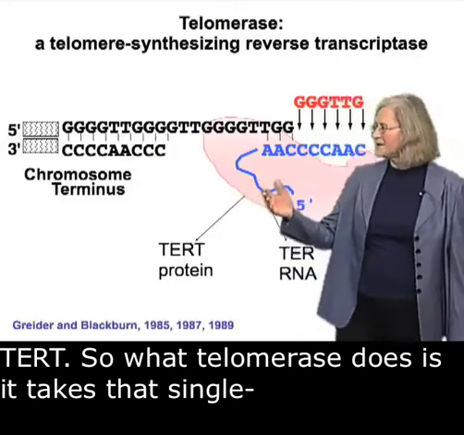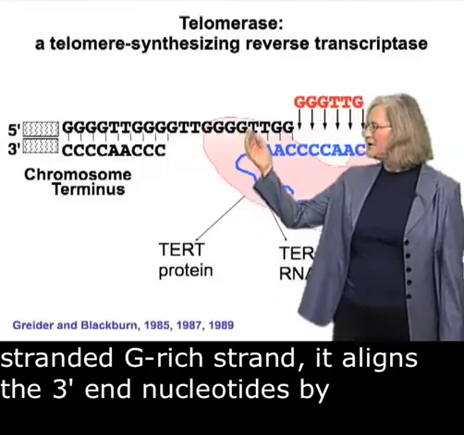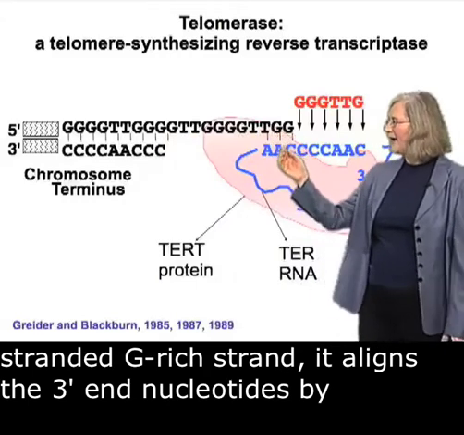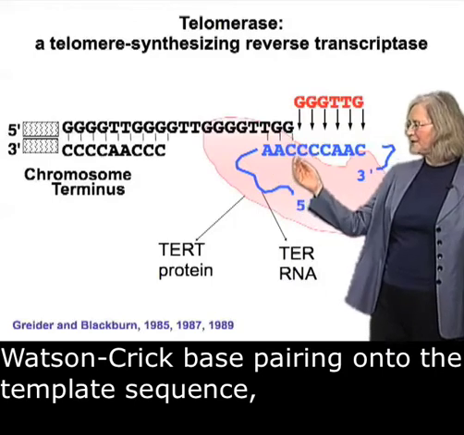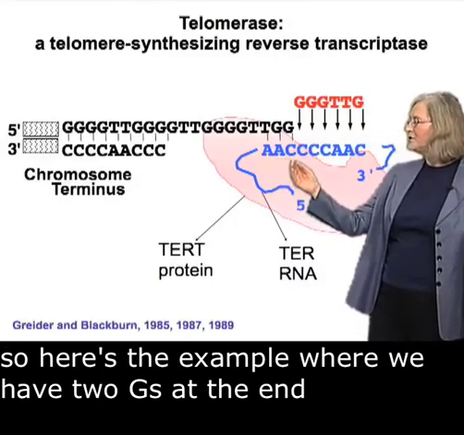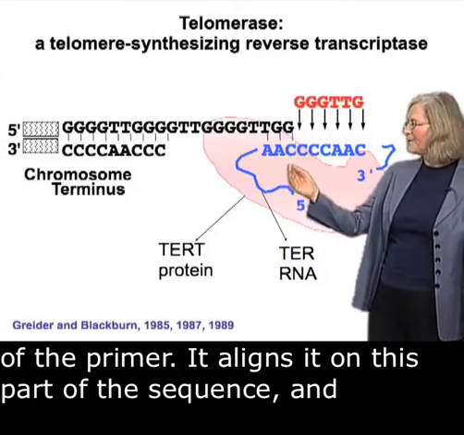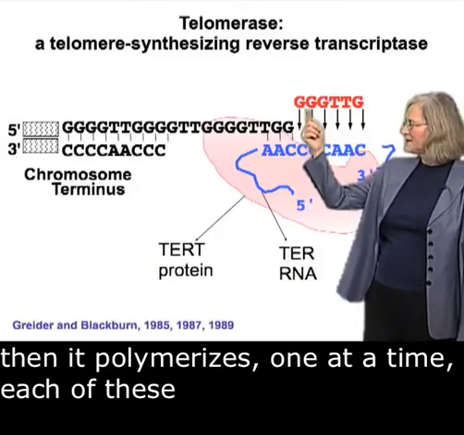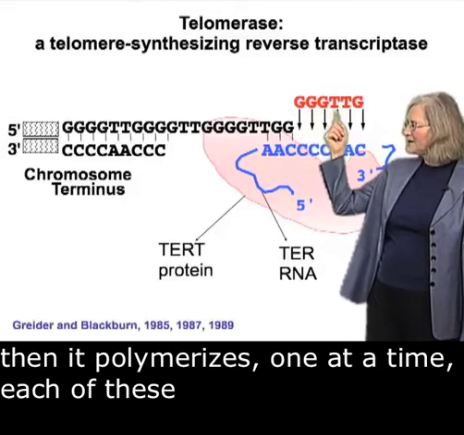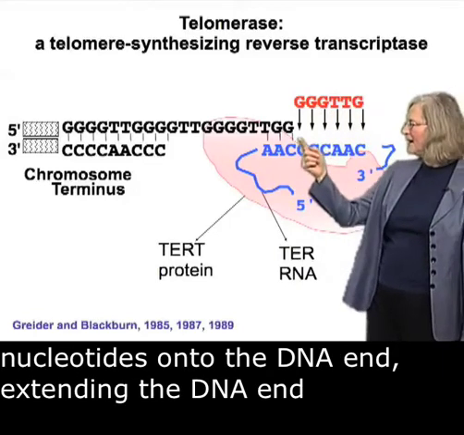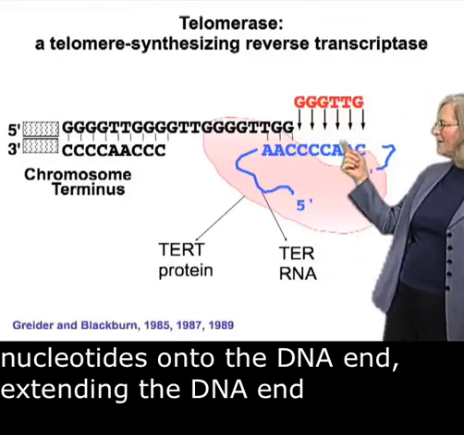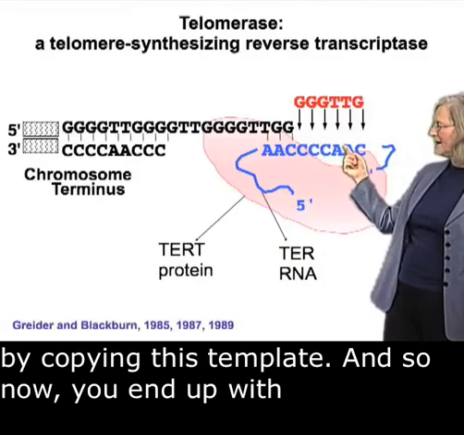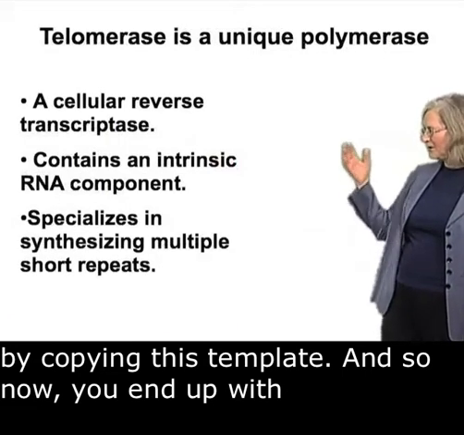So what telomerase does is it takes that single-stranded G-rich strand, it aligns the 3' end nucleotides by Watson-Crick base pairing onto the template sequence. So here's the example where we have 2 Gs at the end of the primer. It aligns it on this part of the sequence, and then it polymerizes one at a time each of these nucleotides onto the DNA end, extending the DNA end by copying this template. And so now you end up with longer DNA.